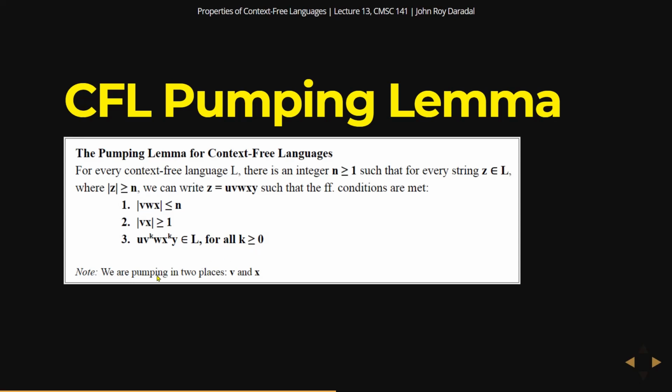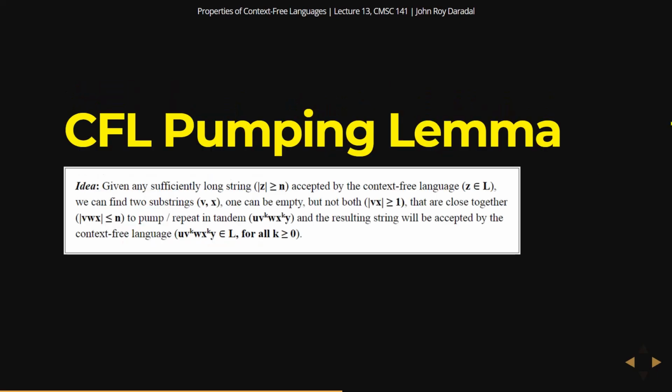So the difference here is that in the pumping lemma for CFL, we are now pumping in 2 places, in v and x. Earlier, it was just in y, in the middle, for regular languages. So what does this all mean? You're given any sufficiently long string z. It's sufficiently long because the length is greater than or equal to n, and it's also accepted by the language. We can find 2 substrings, v and x. One can be empty, but not both. This is the second condition: the length of vx is greater than or equal to 1.